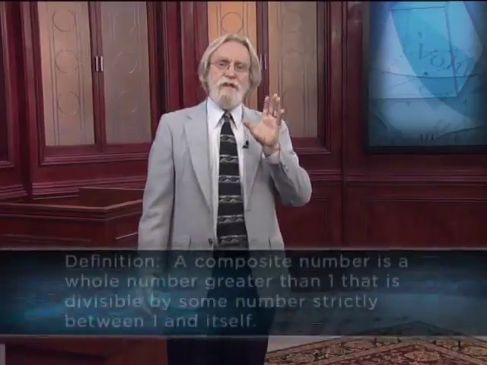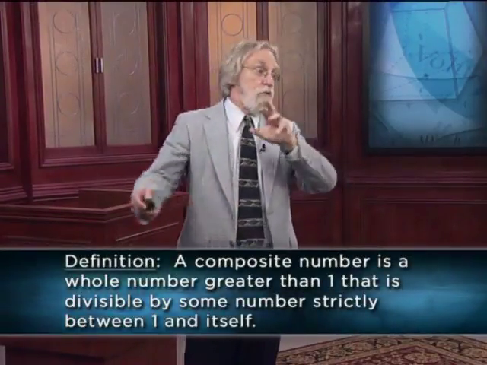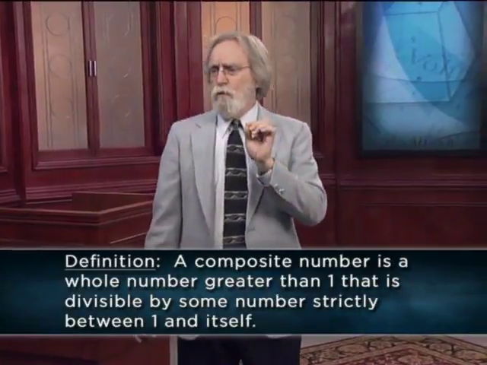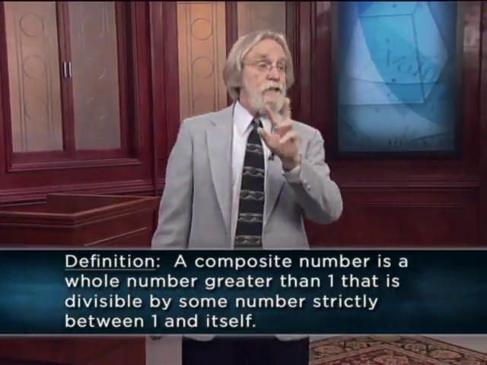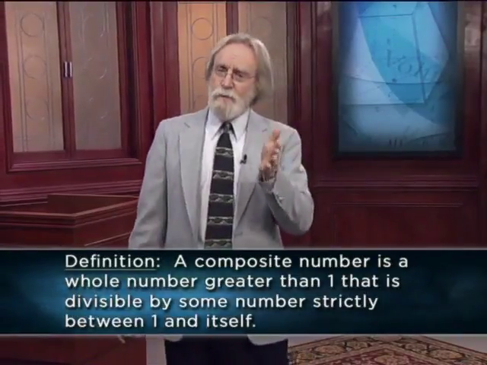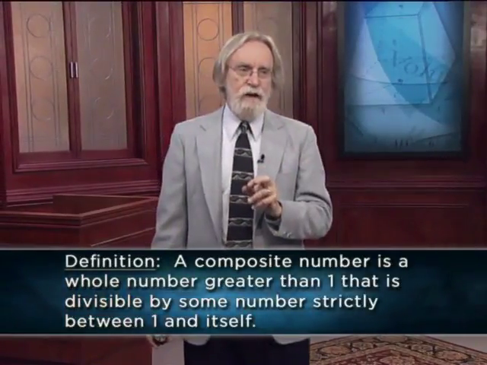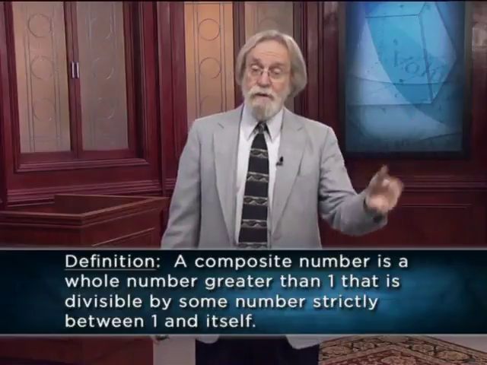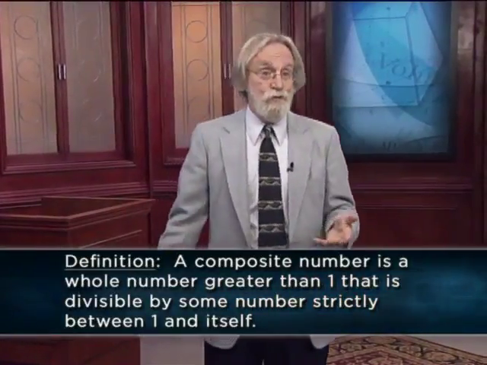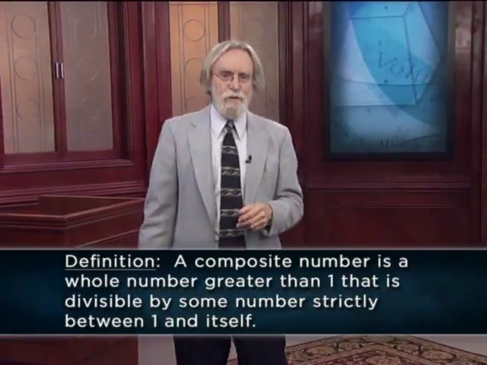And then he defines a composite number, the counterpart of the prime. This is a whole number greater than 1 that is divisible by some number strictly between 1 and itself. So a composite number has an intermediate size divisor, not just 1, the smallest divisor possible, and itself, which of course is the greatest. There's some intermediate size one.